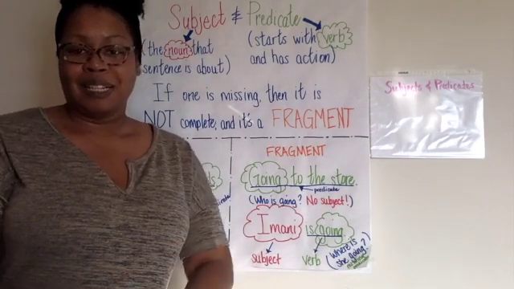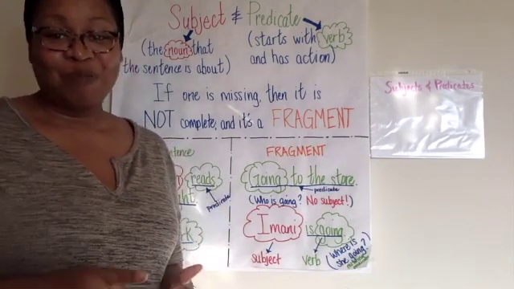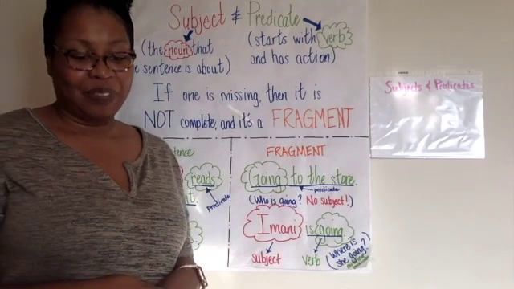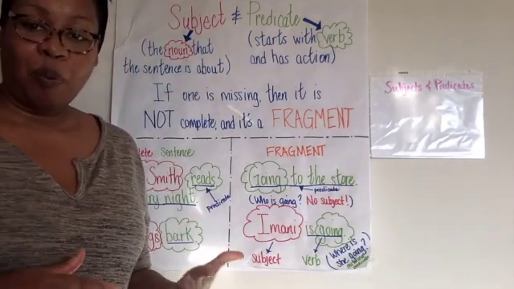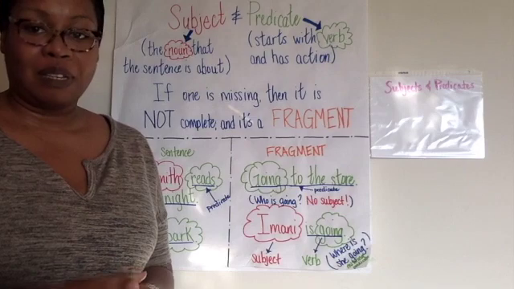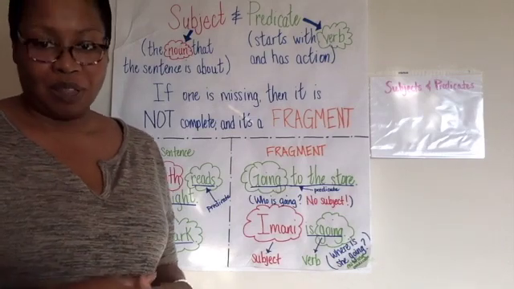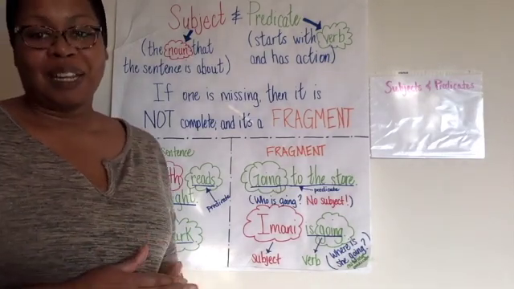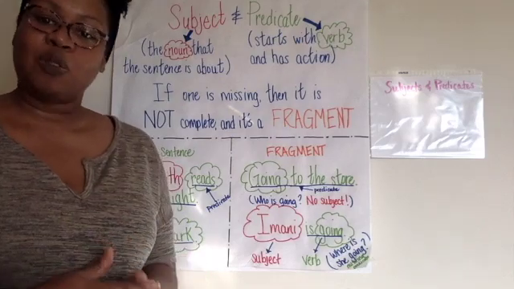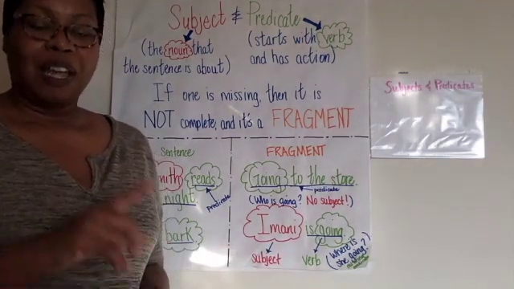A complete sentence must have a subject and a predicate. The subject is the noun part of the sentence, the naming part of the sentence, and it tells who or what the sentence is about. The predicate shows action, and it shows what that subject is doing. Let's look at an example.